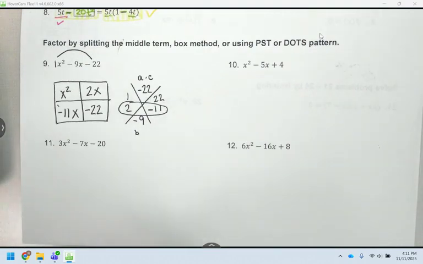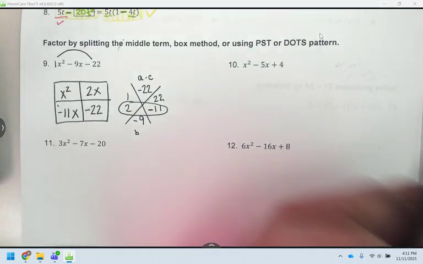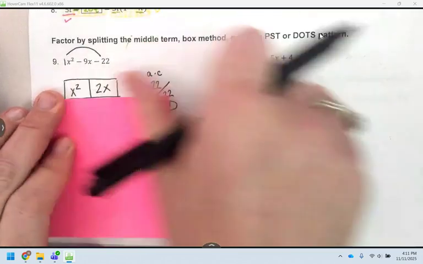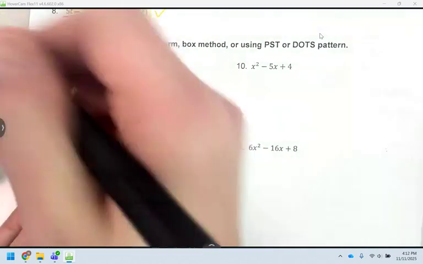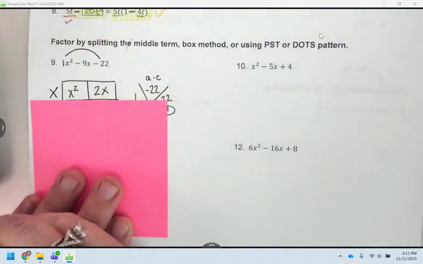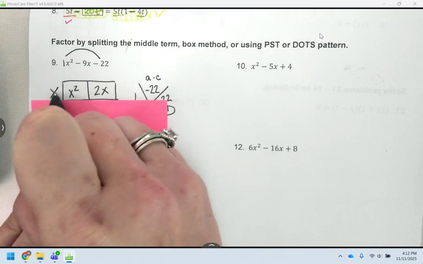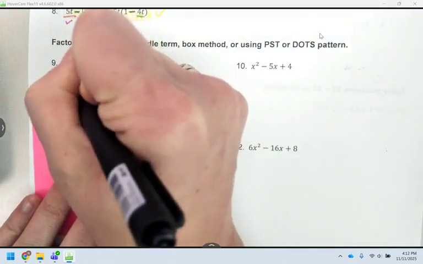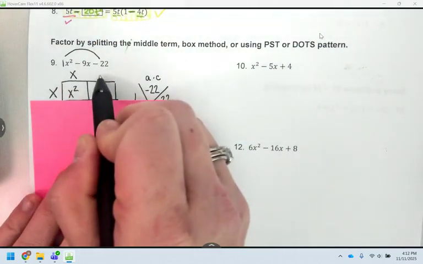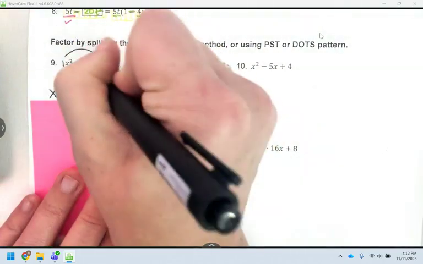From here, what we do is find the GCF. I like to do this one first. So you're asked, what is in common out of these two terms? It's going to be an x. Ask yourself, x times the top of this box is supposed to give you x squared. X times the top of this box is supposed to give you 2x.